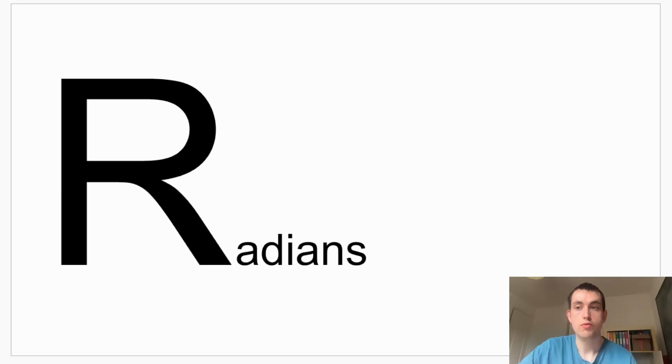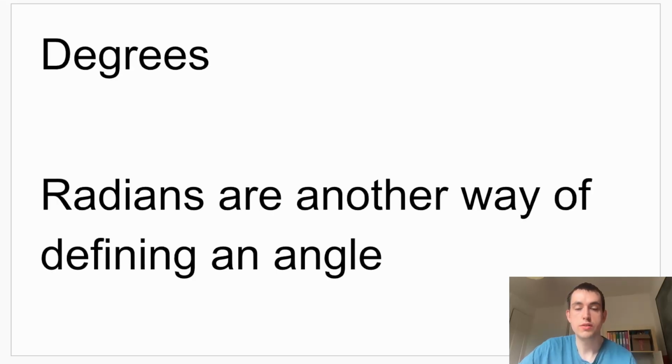R stands for radians. We've worked in degrees, and only degrees, up until A-level. Well, in year 13 we introduce radians, which are another way of defining an angle, which involves pi.